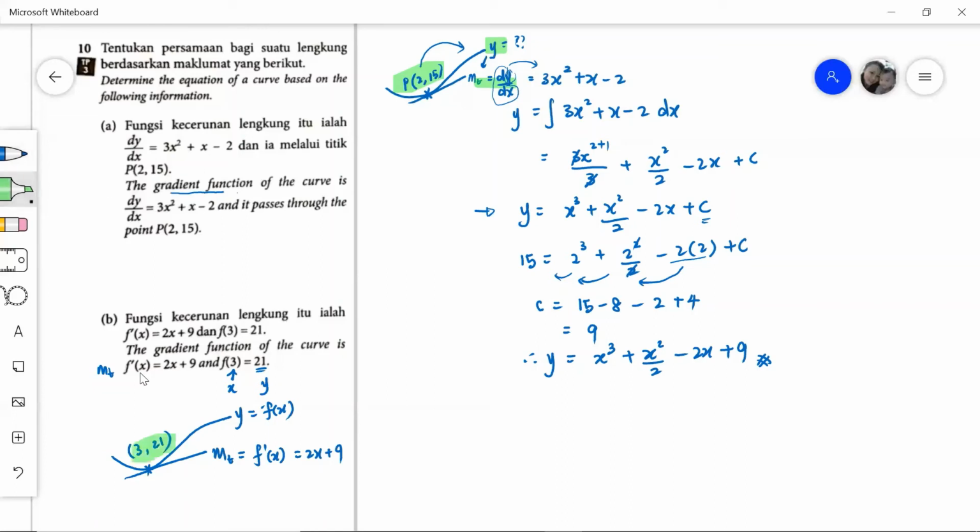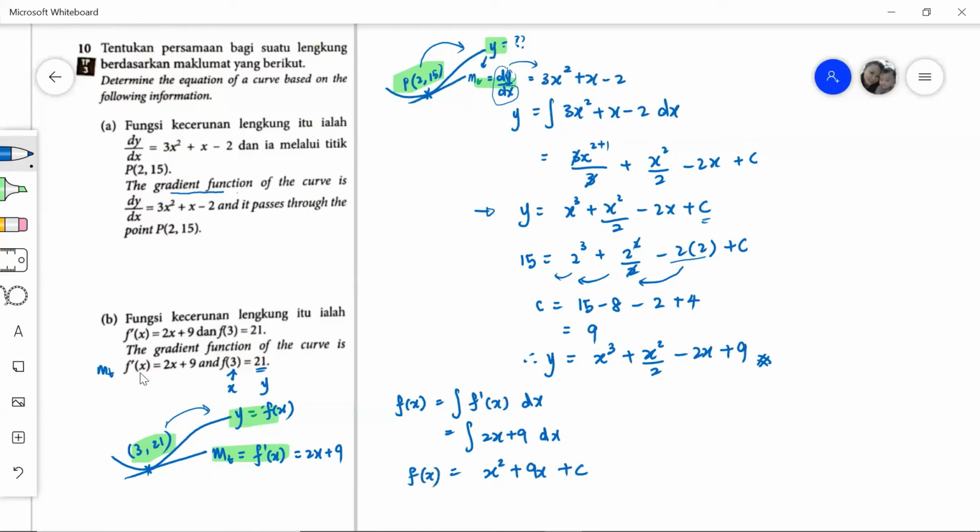These three things are interrelated. We multiply this, we get the c. So let's start from there. To find f(x), we just need to integrate f prime x, and therefore integrate 2x plus 9 with respect to x. So we have x squared plus 9x plus c. And now this is f(x), and we can substitute the 3 and 21 in.